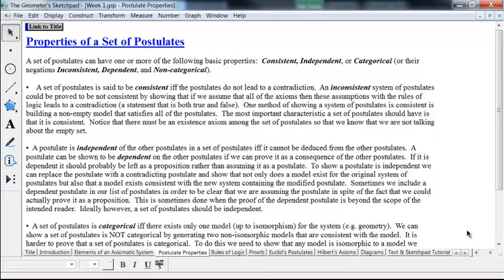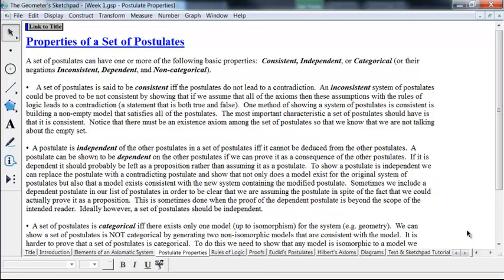We're going to talk here about properties of a set of postulates. So, we've got this set of postulates. Well, what properties could they have? There are three main ones that you would normally like it to have: for the set of postulates to be consistent, independent, and categorical. The opposites of these are inconsistent, dependent, and non-categorical.